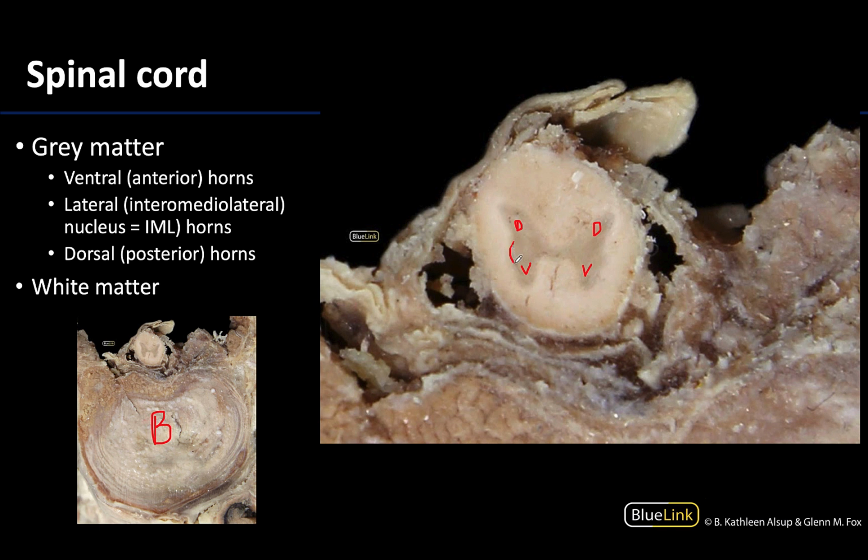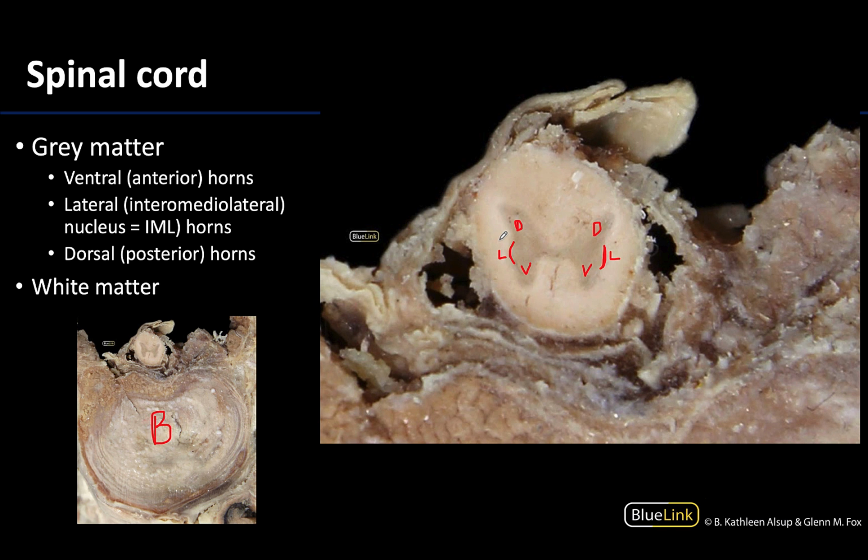Now, in certain areas, you can see a little bit of a lateral extension right here. And these will be called the lateral horns. Still part of the gray matter right here. Their actual name is really anteromediolateral nucleus, or the IML. But you'll very often hear them referred to as lateral horns. And these are going to be most obvious at the T1 through L2 spinal cord levels. And that's because they are associated with the sympathetic division of the autonomic nervous system. And you'll also have these lateral horns associated with levels S2 through S4, and those will be associated with the parasympathetic division of the autonomic nervous system.